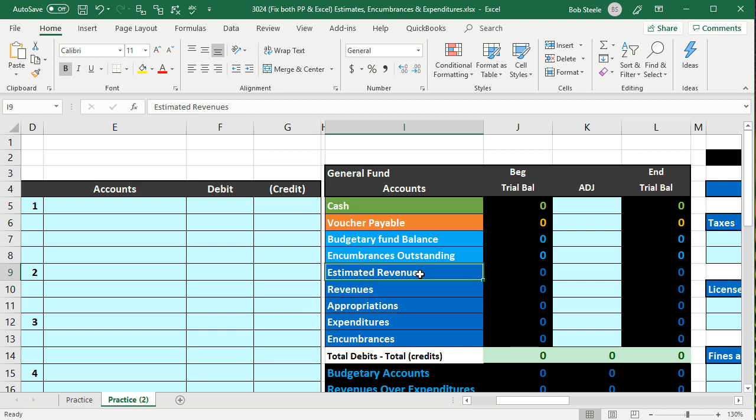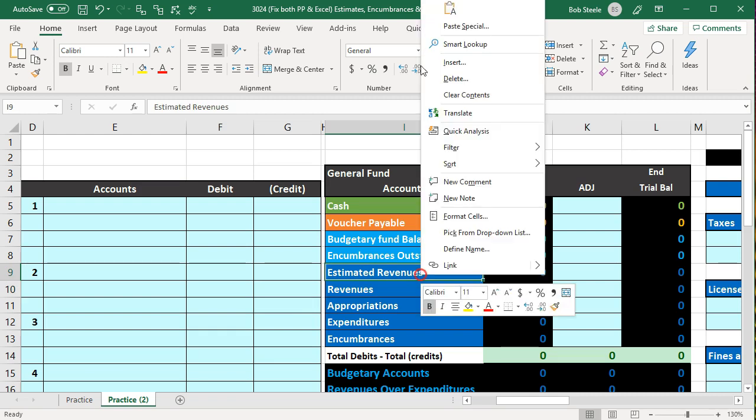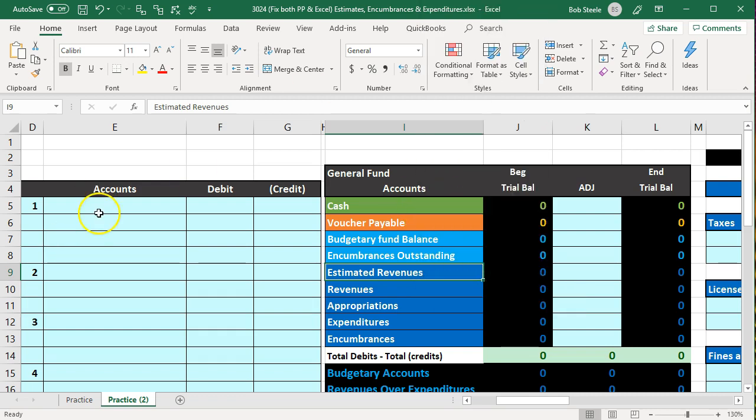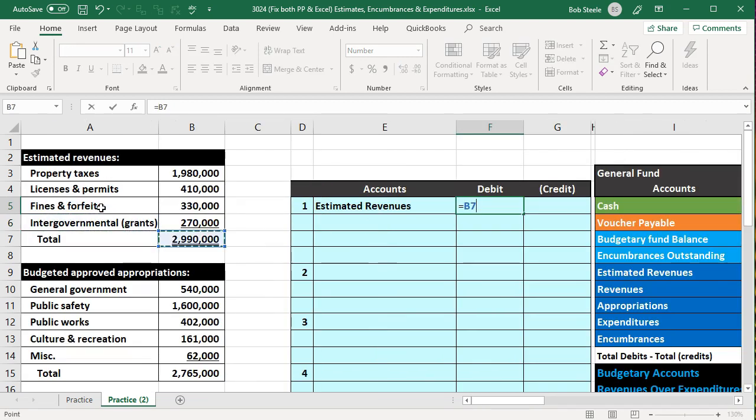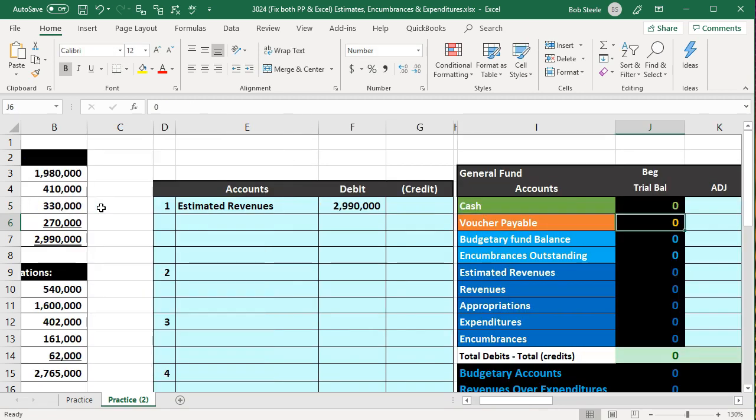We now have estimated revenue. And it's going to be the opposite in terms of its normal balance, in this case, of course, being a debit balance. I'm going to copy the revenue account, or let's do it with formulas. So I'm going to put my cursor in E5, and we're just going to say equals revenue. That's going to be our first account. I'm going to pick that up from our budgetary information, not picking up the detail, but just the total amount, and there's the total. There's going to be our estimated revenue.